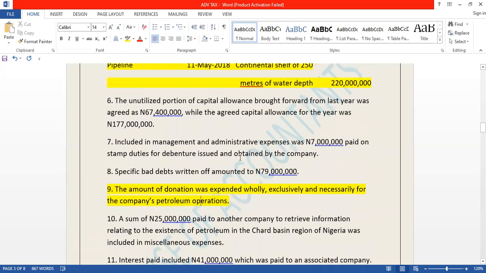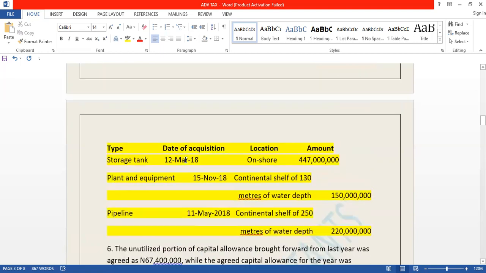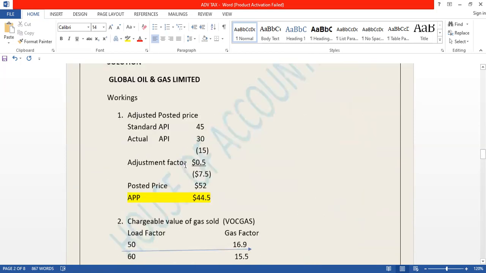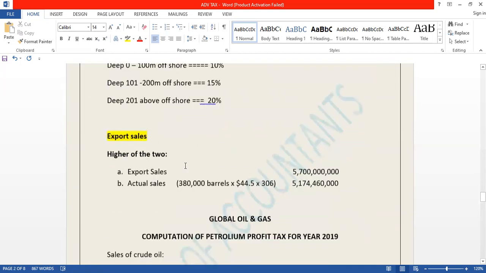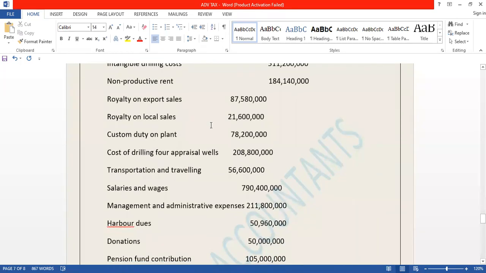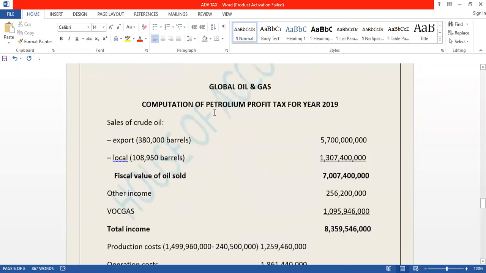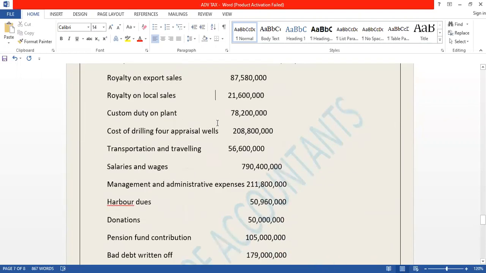Then included in administrative expenses, which was 7,000 as a stamp duty. Okay, so we are good to go with that as well. So no issue. So the next one to talk about is the royalty on local sales. Do you have any information on royalty on local sales? Let's go back. No, right? I don't think we have, except if you have later. So let's continue. Let's treat all those notes first.